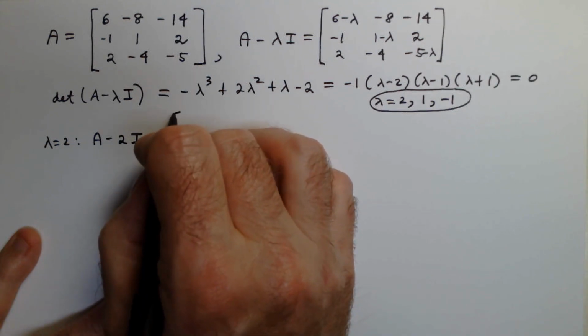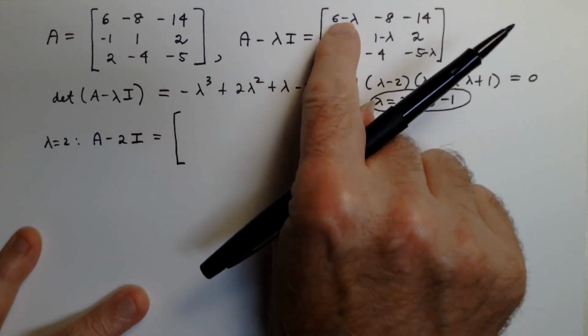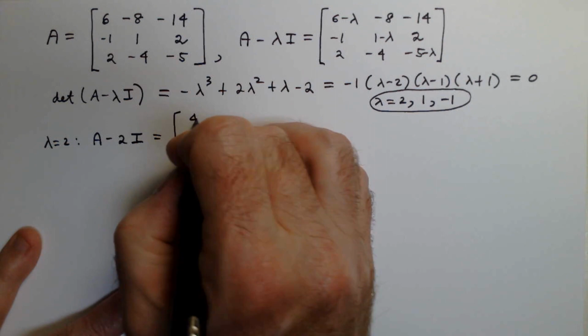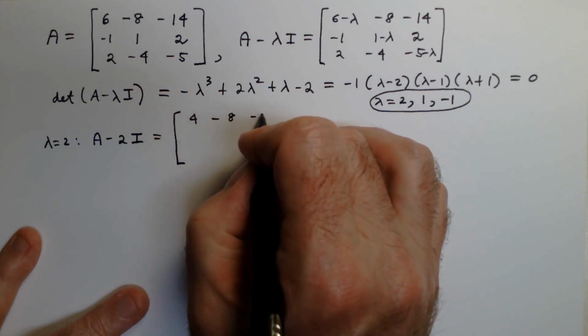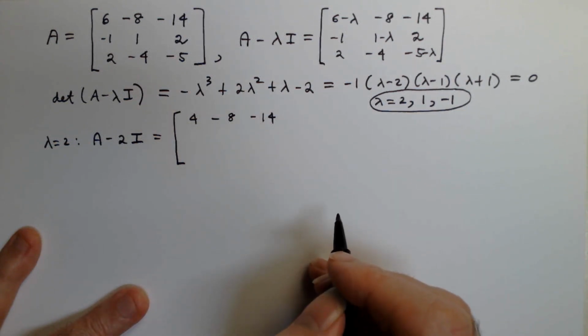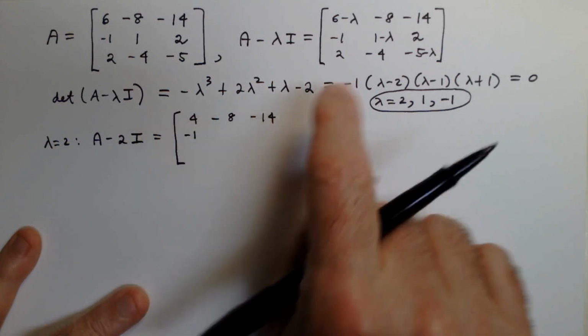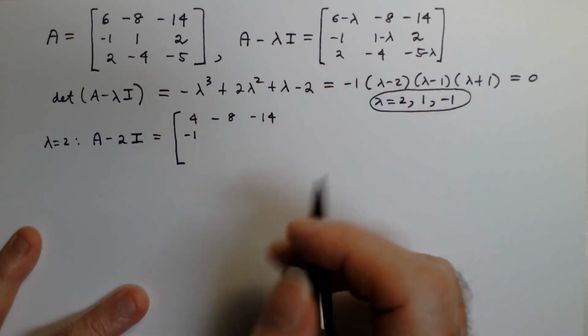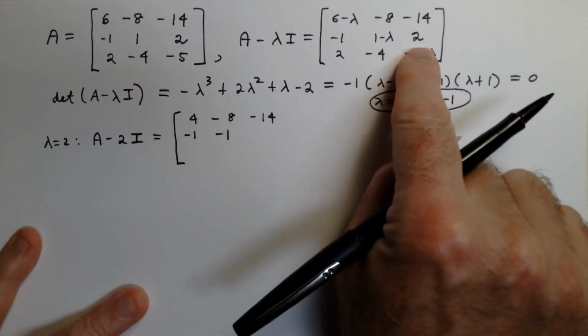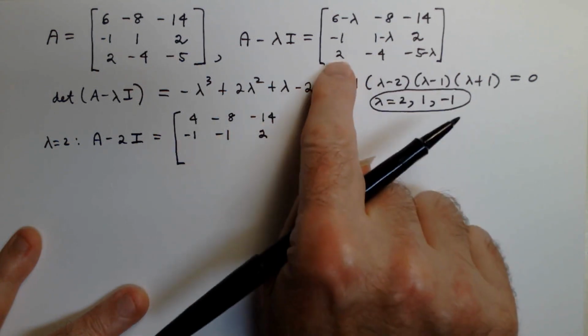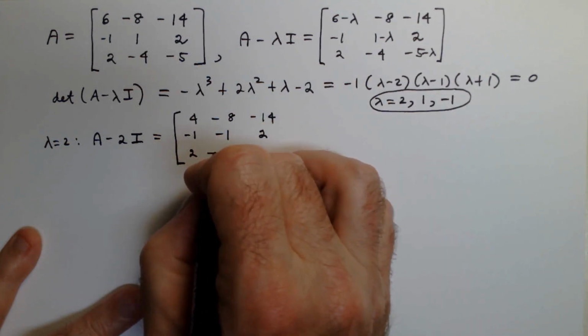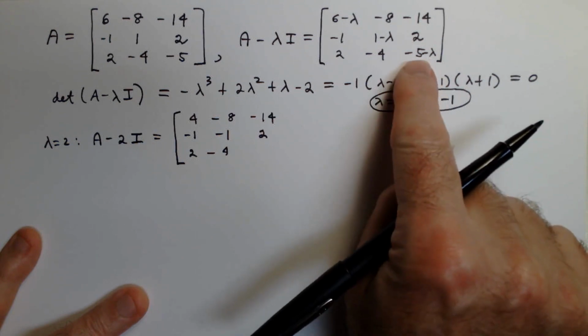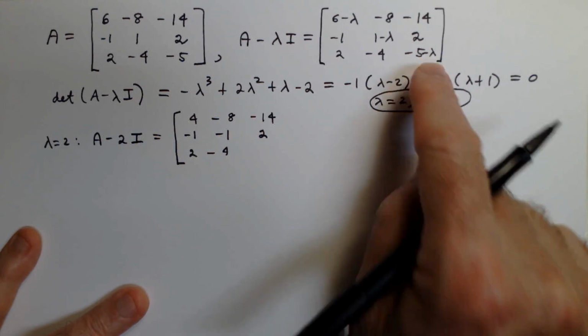And that's going to give us the matrix consisting of 6 minus 2, or 4, negative 8, negative 14, negative 1. Here we'll have 1 minus 2, or negative 1, 2, 2, negative 4, and then negative 5 minus 2, so negative 7.